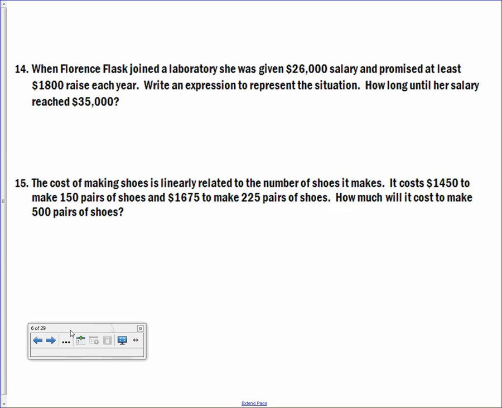With that, number 14, when Florence Flask joined the lab, she was given $26,000 salary and promised at least a $1,800 raise each year. Write an expression to represent the situation and how long until she reaches $35,000. Okay, so originally she was given 26 grand. She's getting more, so that's a raise, so it'll be plus 1,800 each year.